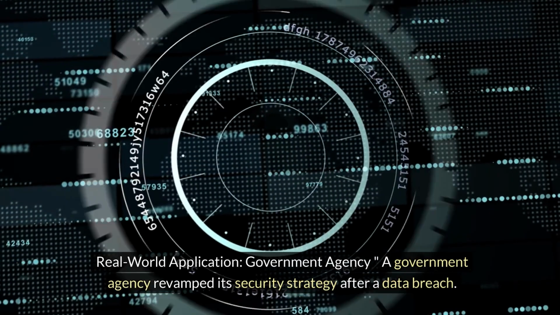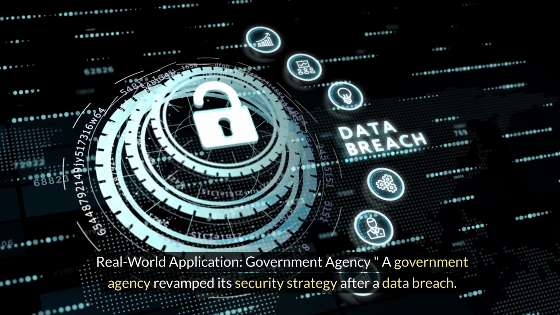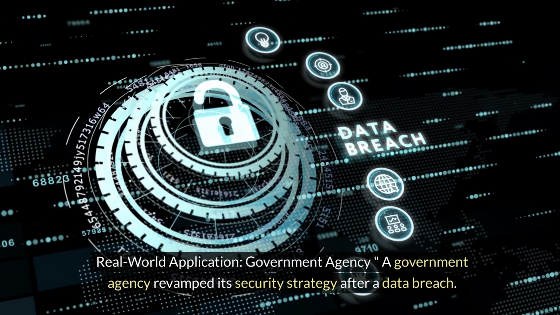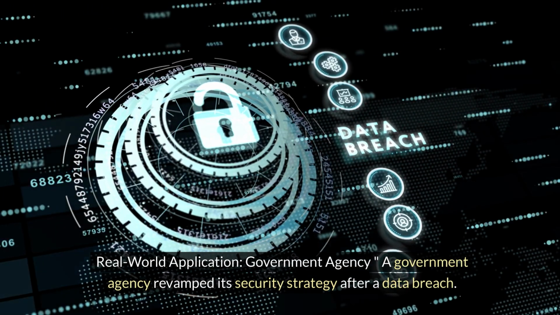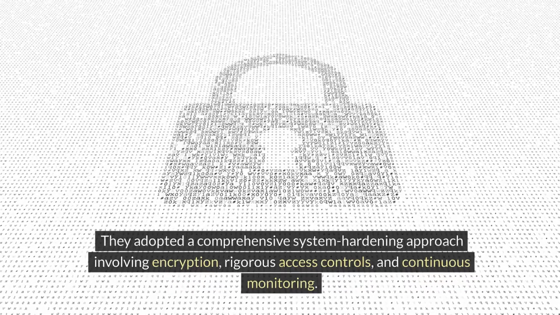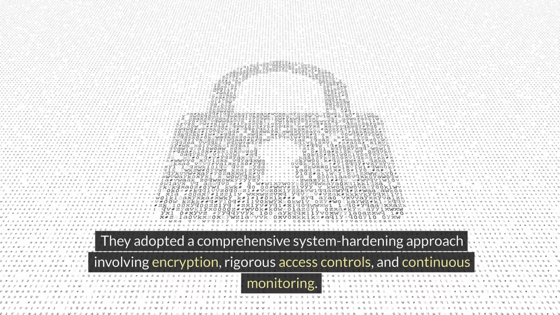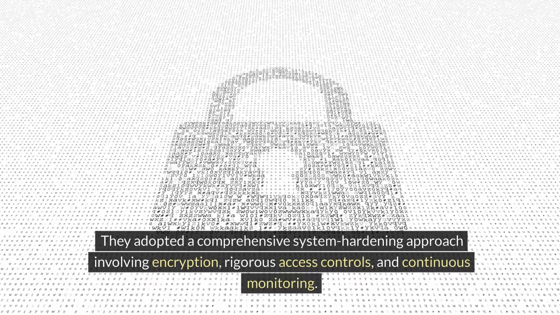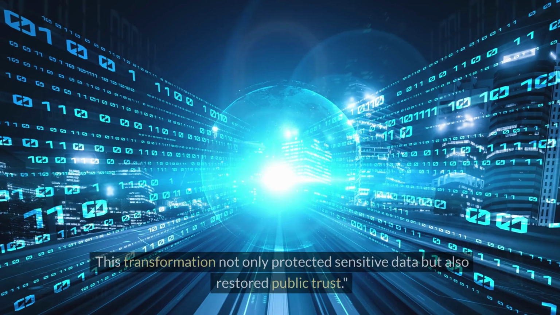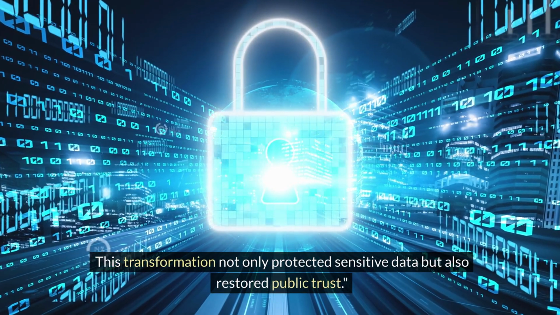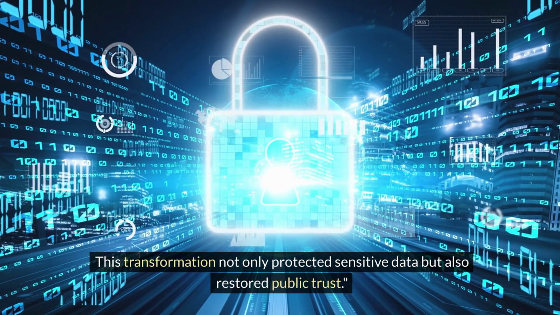Real-world application. Government agency. A government agency revamped its security strategy after a data breach. They adopted a comprehensive system hardening approach involving encryption, rigorous access controls, and continuous monitoring. This transformation not only protected sensitive data but also restored public trust.